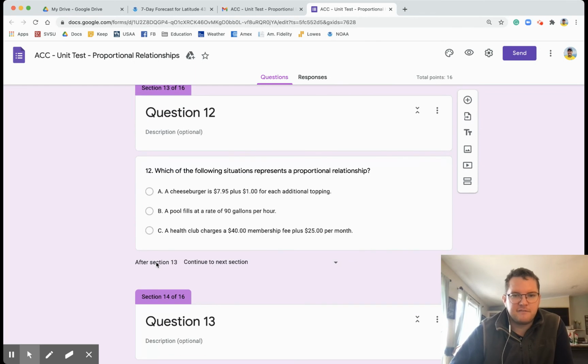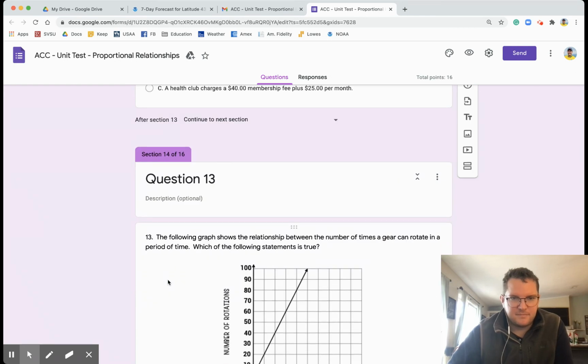Number 12, which of the following situations represents a proportional relationship? So remember a proportional relationship, guys. It has to be constant. So a cheeseburger is $7.95 plus $1 for each additional topping. A pool fills at a rate of 90 gallons per hour. A health club charges $40 membership fee plus $25 per month. So guys, I'm just going to give you a hint. A and C has this additional charge on them. B doesn't. Let that be your clue.